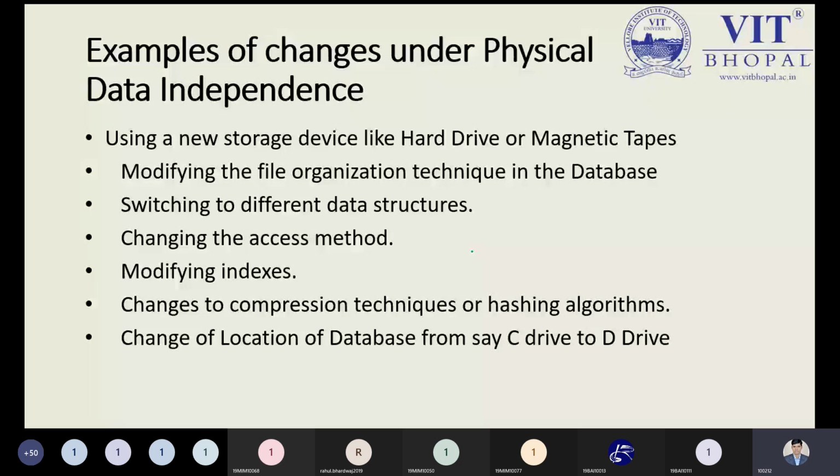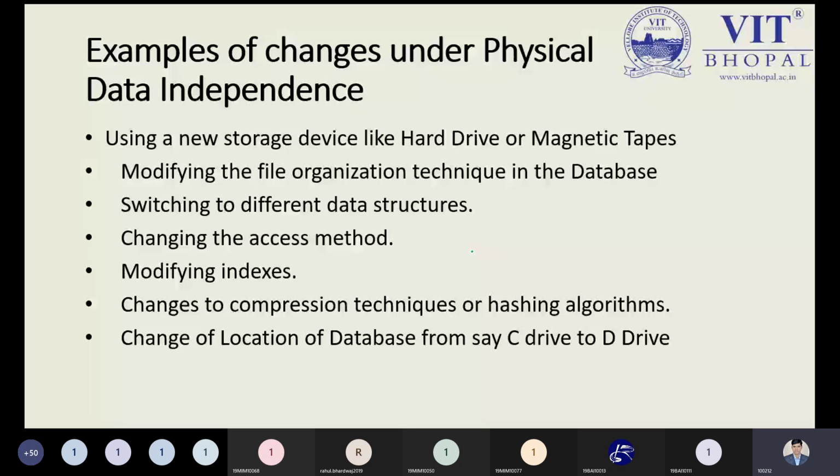So, modifying the file organizing technique in a database. What information are we modifying? The physical data. So if you are changing something in its actual structure, then the information which is stored in the form of values, like name, xyz, and age 26, 20, 22 and 18, these values will not be changed. Okay, so this is physical data independence.